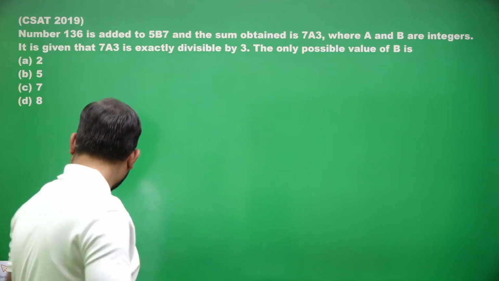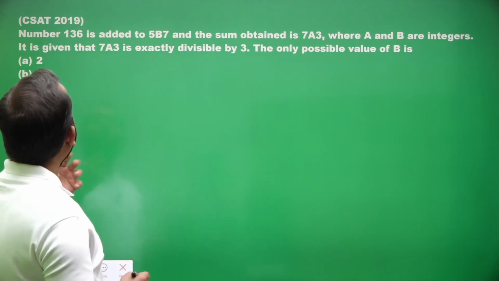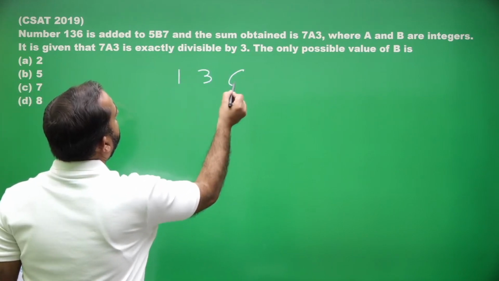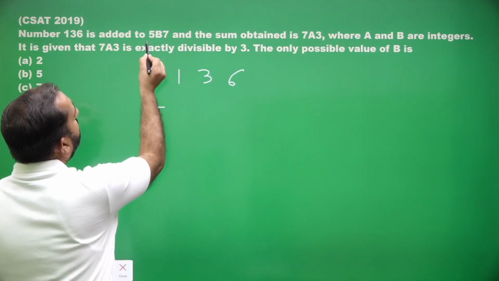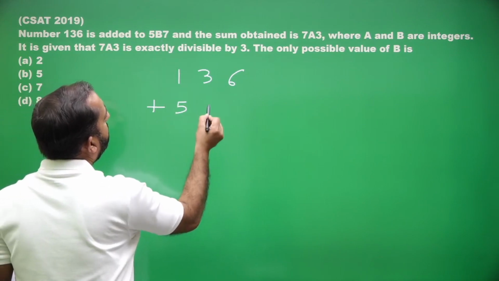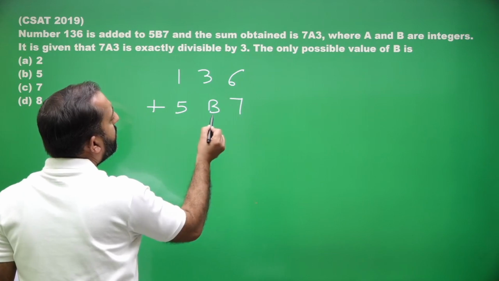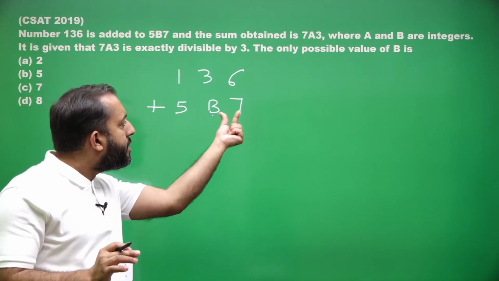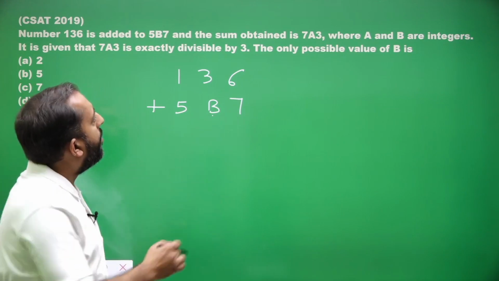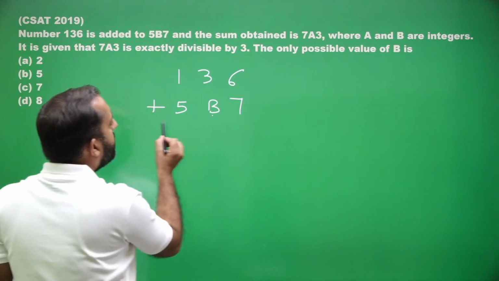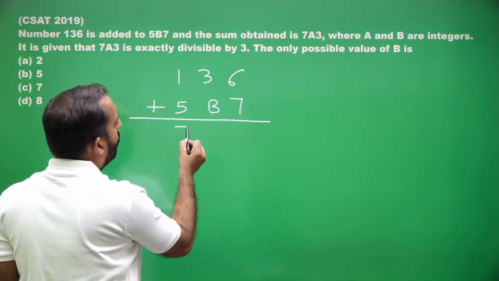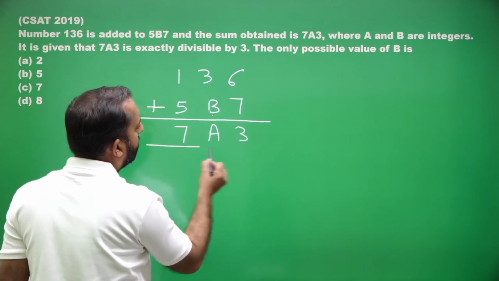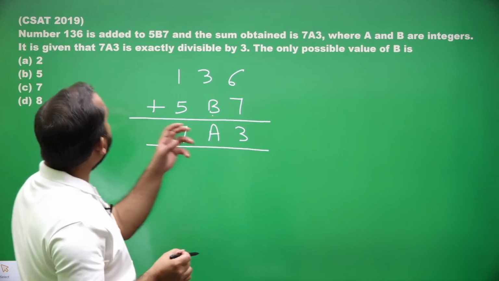It says there is a number 136. This number 136 is added to 5b7, where b is the tens digit of this 3-digit number 5b7, and the sum obtained is 7a3, where a and b are integers.